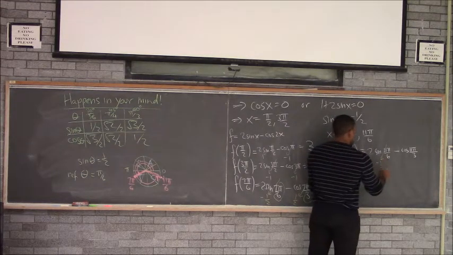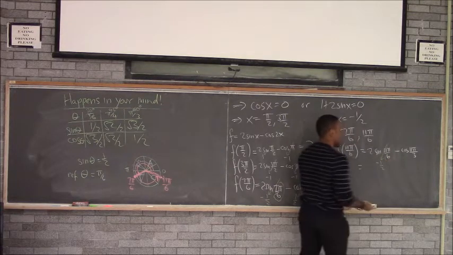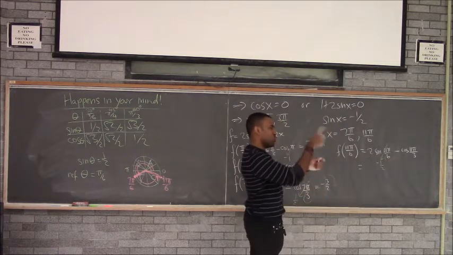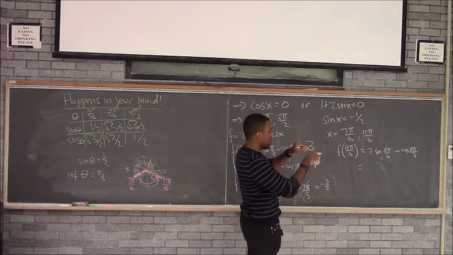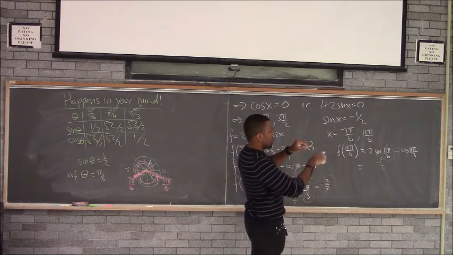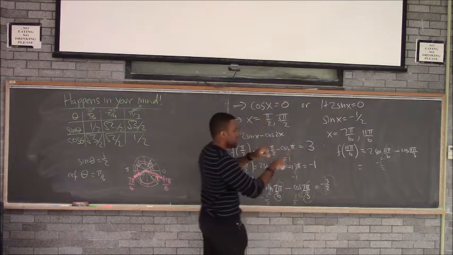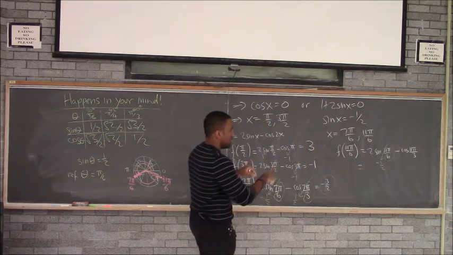It's -1/2, because I know that sine of pi over 6 is +1/2, and 11 pi over 6 is 1 less slice than 12 pi over 6, which is 2 pi. So that brings me into the 4th quadrant. Sine is negative there, so that's -1/2.